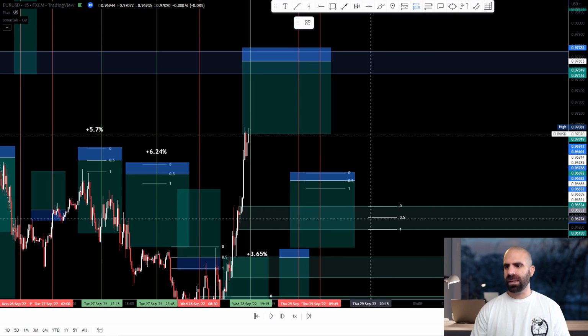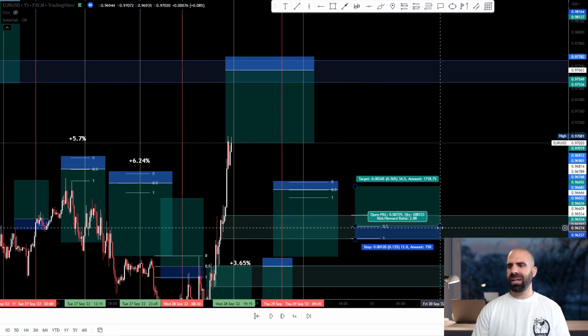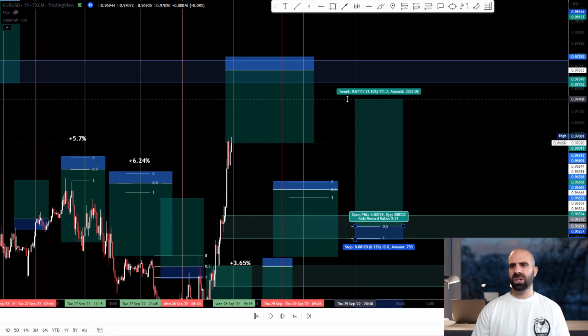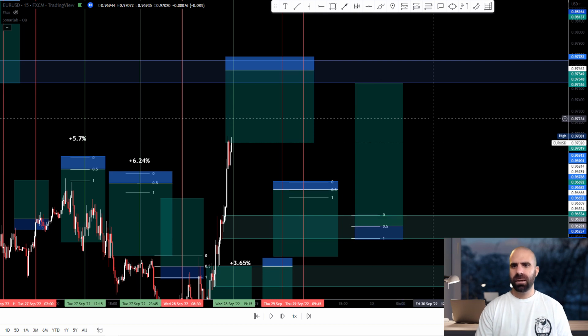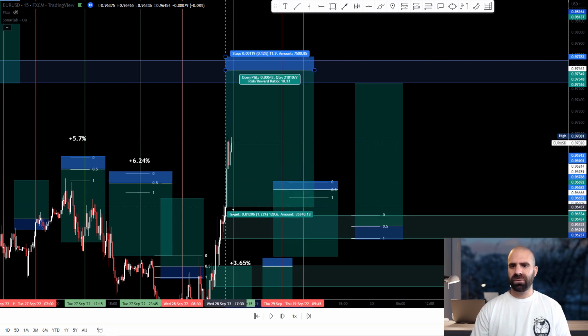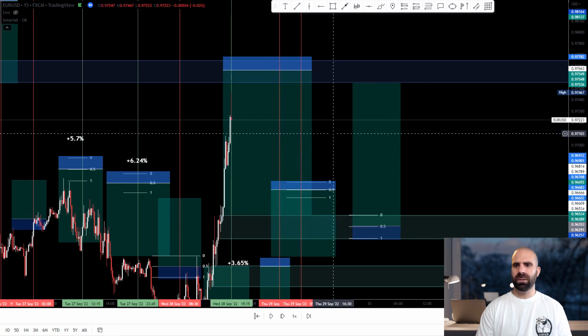This is an amazing indicator using only 15-minute order blocks. And let's see. And of course here if we get activated, we will just go down there.